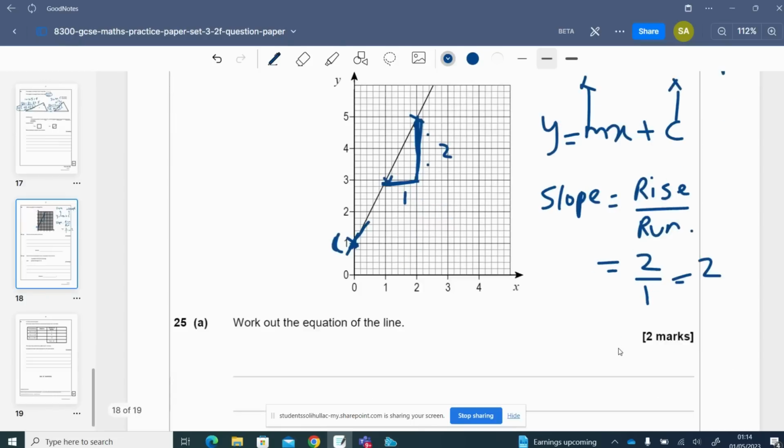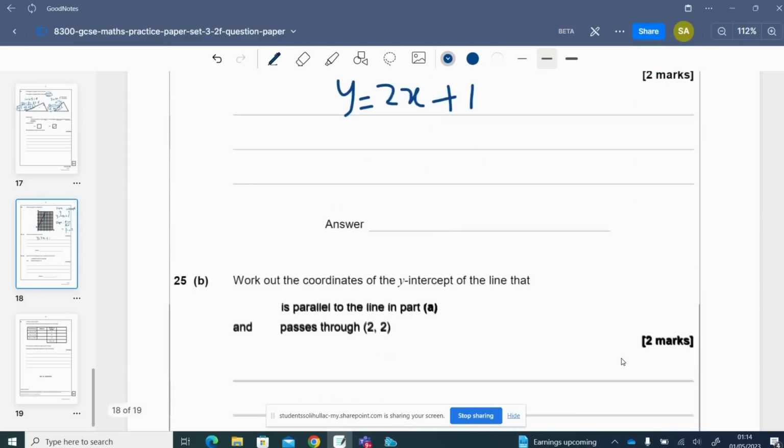c is 1, so we just simply put the values in the equation, and that gives you y equals m, which is the slope, which is 2, x plus c. c is the point where it meets the y-axis, that is 1. So that is your line equation, which is y equals 2x plus 1.